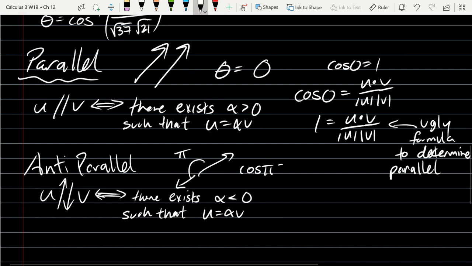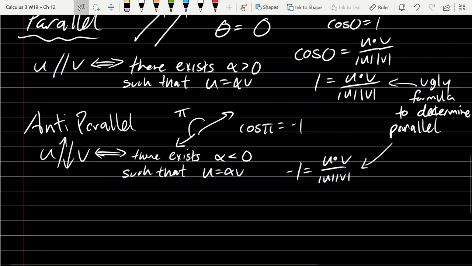Cos pi is negative 1. So our really ugly formula would be negative 1 equals u dot v divided by magnitude u, magnitude v. So that's the worst formula for anti-parallel right there. So use the easy one, the scalar multiple formula. All right, there is an angle that works really well with cosine.